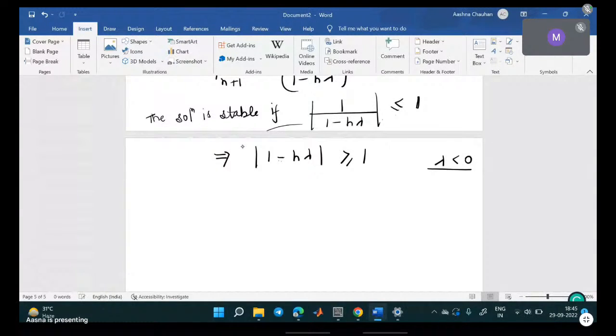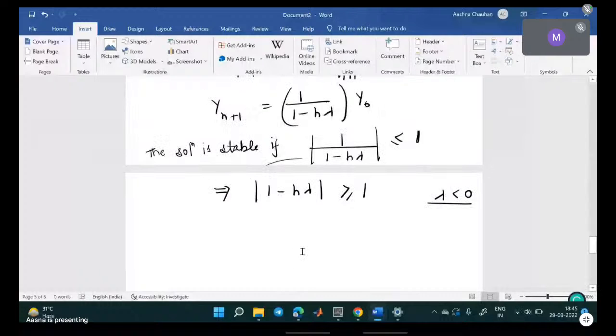तो यहाँ से ये तो पता चल गया कि for the given initial value problem, the given initial value problem gives a stable solution only for the negative values of lambda. ठीक है, we will see is there any condition on h which makes the given solution stable.